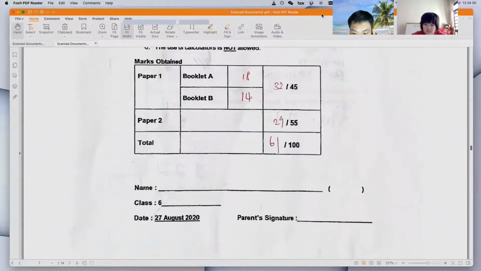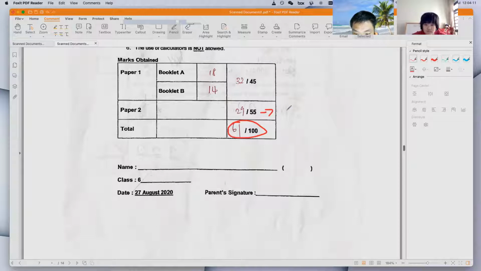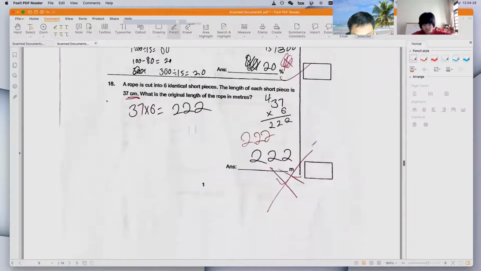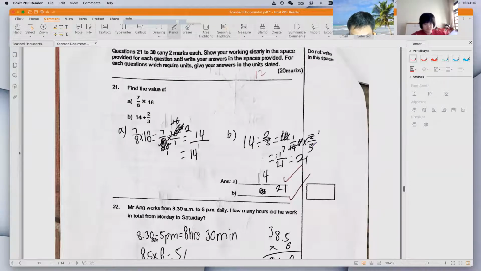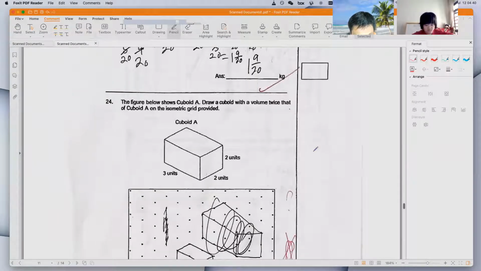So let's look at your paper first. Ooh. So this paper, you are scoring quite bad, huh? Especially this, okay, borderline. Almost fail. So let's take a good look at this paper and see what is happening. So over here, all right. From here onwards, things start to go very wrong.